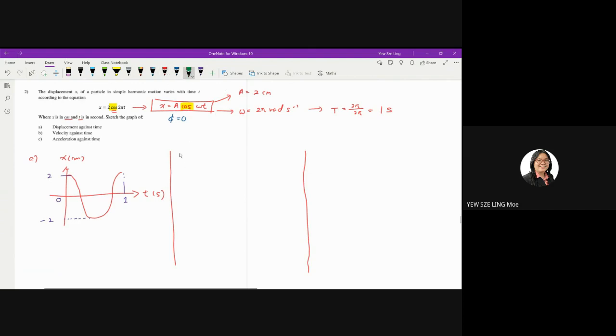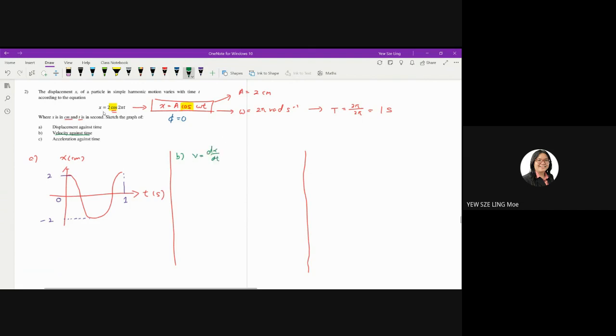Now let's look at question B. Question B again is asking for a velocity against time graph. You need an equation of V in terms of time. So, V with time, now what is the equation? Well, I don't have the equation, but what I do have once again is the x. So I'm going to differentiate it. So V equals dx over dt.